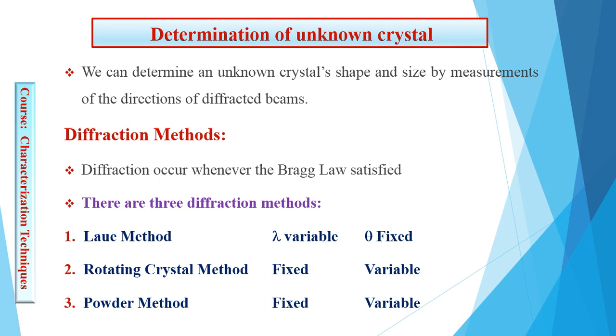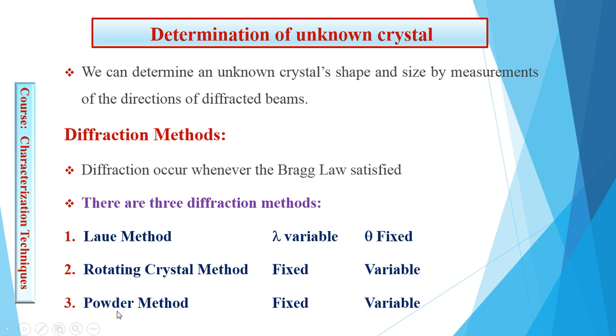Diffraction occurs whenever Bragg's law is satisfied. This is the basic concept of diffraction. We have studied before that the planes which satisfy Bragg's law can diffract. There are three different diffraction methods available. One is the Laue method, the other is the rotating crystal method, and the third one is the powder method.